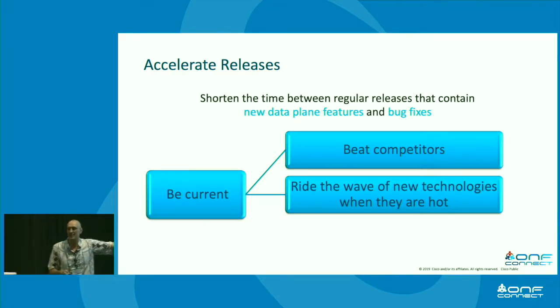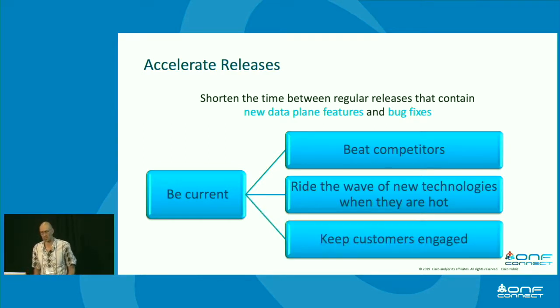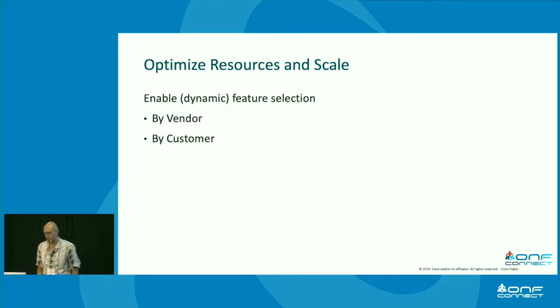Again, yesterday in one of the keynotes, it was said that ASIC production has a cycle of 4 years. So by when we have a new feature in an ASIC, the feature is not new anymore. So P4 enables vendors to ride the wave of new technologies and to keep customers engaged.